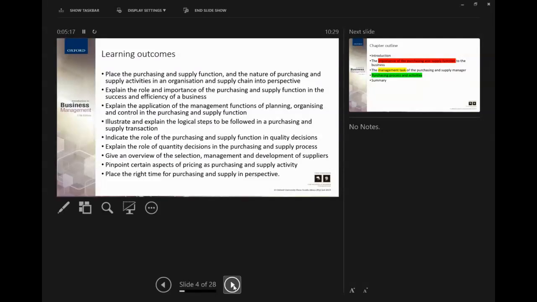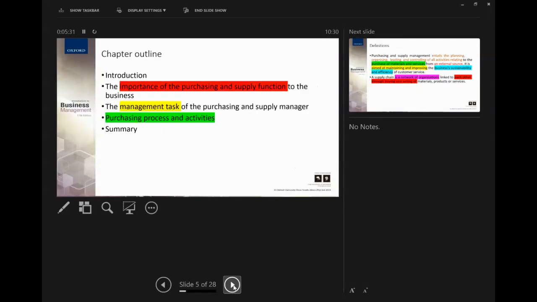Pinpoint certain aspects of pricing as purchasing and supply activities. And then finally, place the right time for purchasing and supply in perspective. Okay, right. So let's go on. Now, introducing the unit. Here we're obviously going to be looking at the importance of this particular management function. We're going to be looking at the management tasks and then obviously the purchasing process and activities.